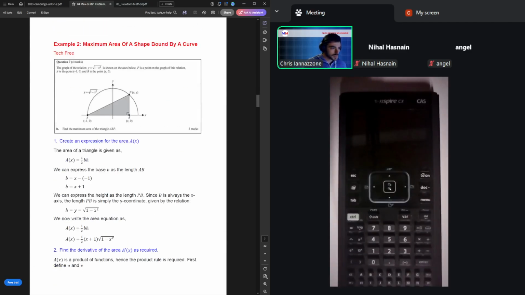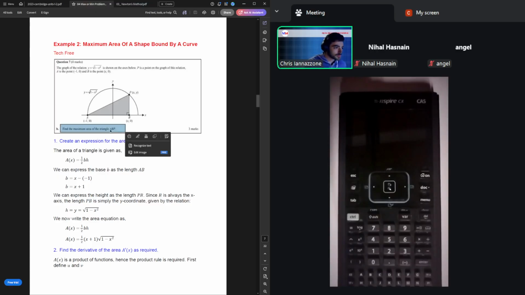Okay, next one up. They typically will like to do this sort of thing here, where what they do is they have a curve and they put a shape inside of that curve. It's a fairly common thing that comes up. You'll see it in the textbook as well. The key thing, again, is going to be to create your area formula, but when it's this kind of question, you'll often find when you try to do that, you're going to have two variables involved. So let's have a look.